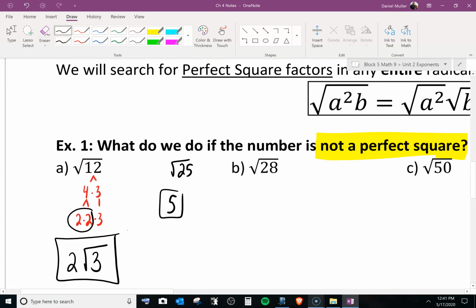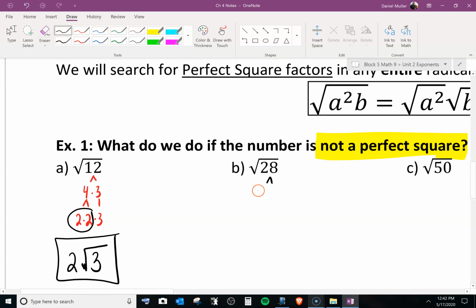It's not going to be perfect. The square root of 25 is just 5, and there's no square root symbol there. When we're simplifying a non-perfect number, there will always be some sort of square root symbol. So let's try the next one, 28.